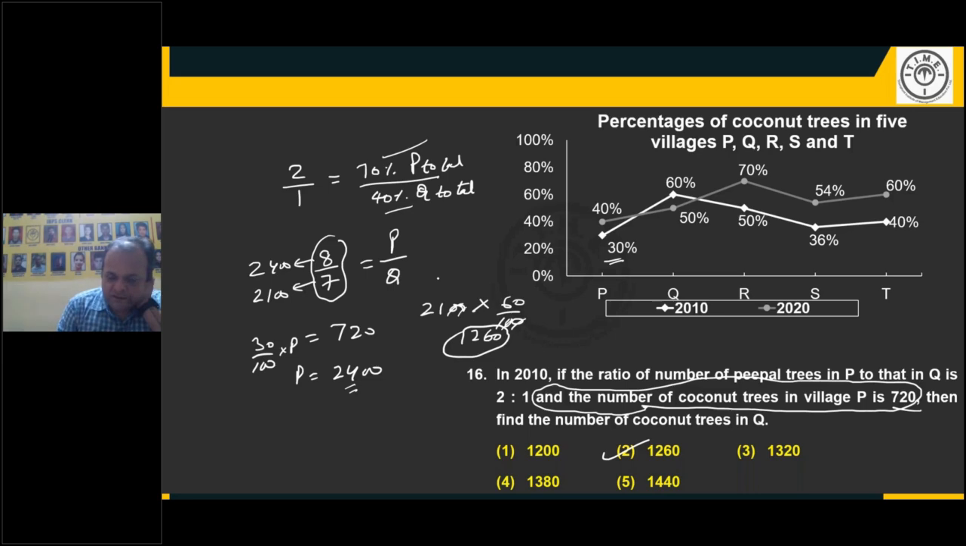Sir, can we move? How come 2400 came, sir?